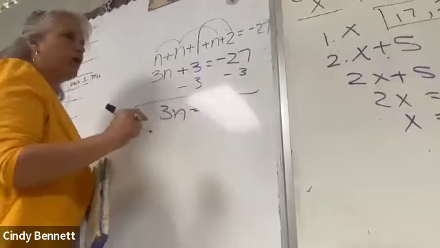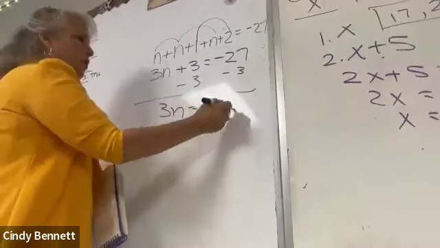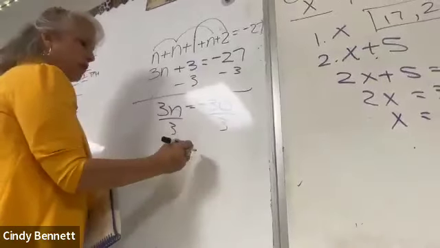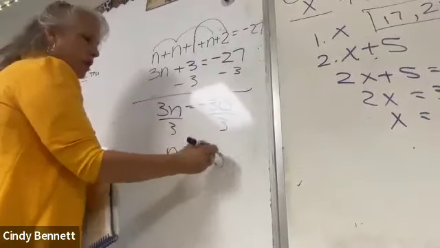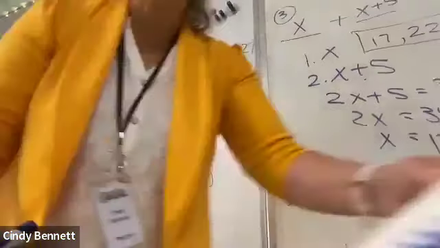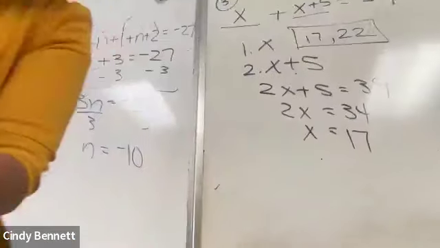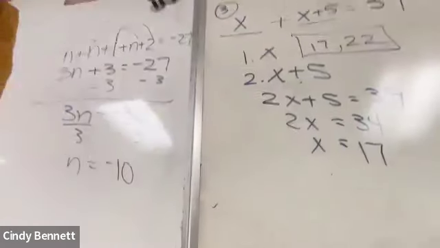Keeps going in and out. Negative 30. Divide by 3. You're going to get n equals negative 10. All right, so if n is equal to negative 10, I'm going to try plugging this in. It could be that. No.